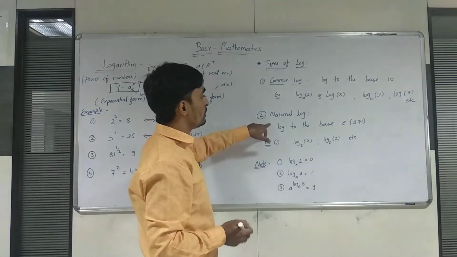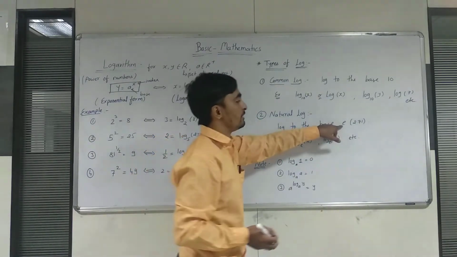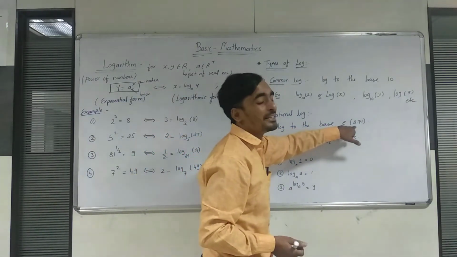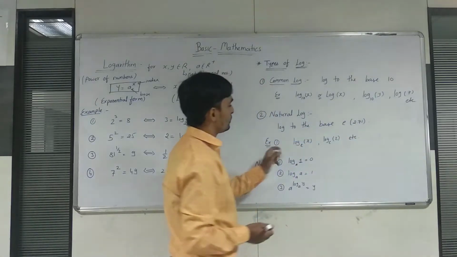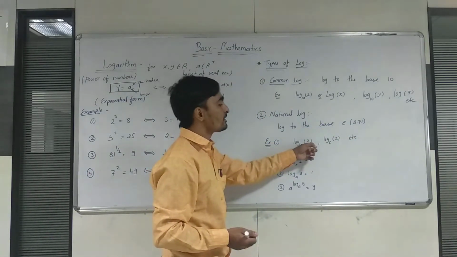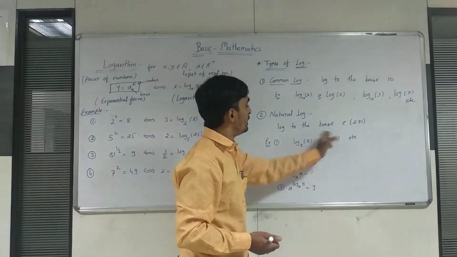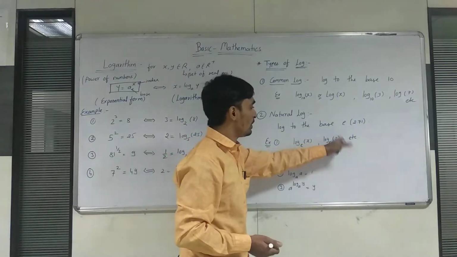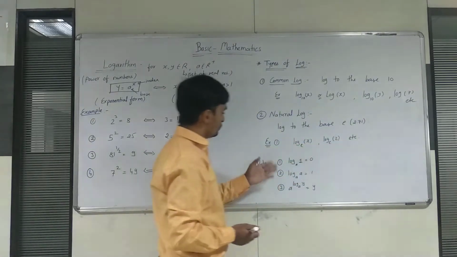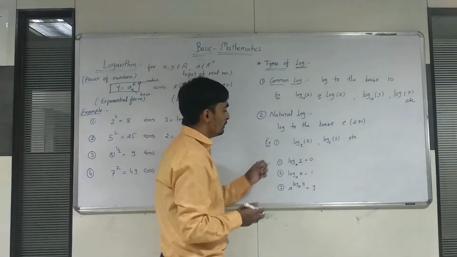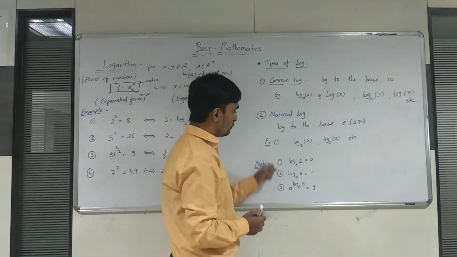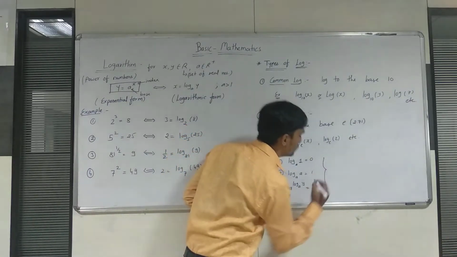Same way, natural log is log to the base e, where the value of e is 2.71 exponential. So you can write this again as log of x at base e, log of 2 at base e, where x belongs to R, and 2 is already in R. Now next it is a note. These rules we have to know very well.